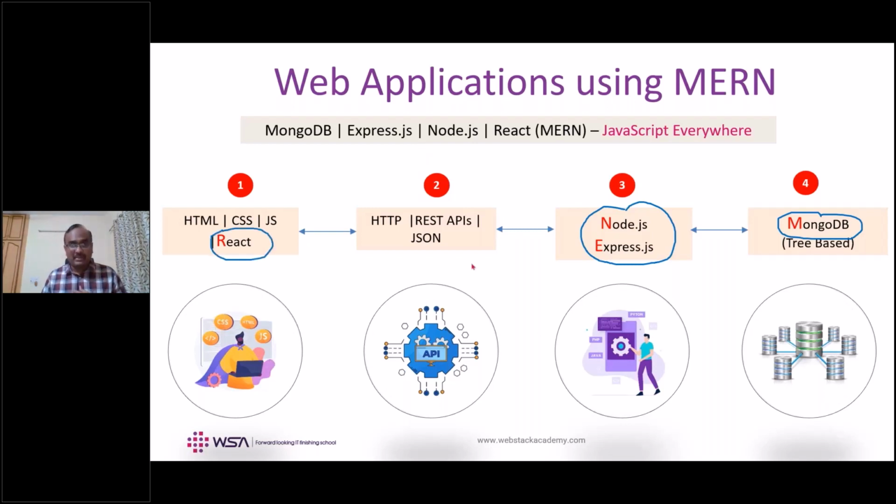So this combination is what you call MERN. I think we touched upon MongoDB, which is nothing but a tree-based database, right? And your Node and your Express help you to build a scalable backend. Okay, I'll touch upon a little bit about React. I will not go into too much detail.